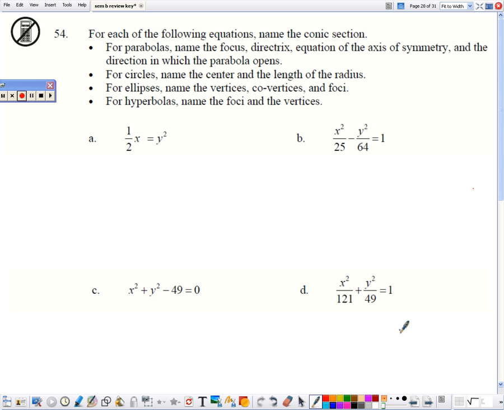Okay, so A here is a parabola. And I need to list the focus, directrix, equation of axis of symmetry, and the direction. So it's y squared equals x, which means it's going to open in the left or right direction. But because this is positive, it opens to the right.